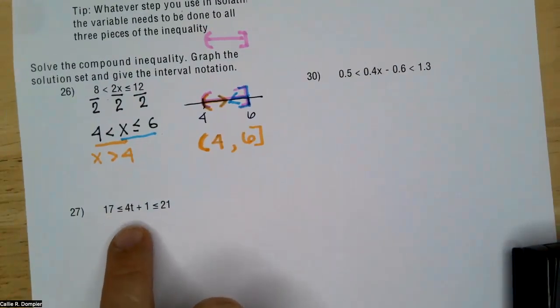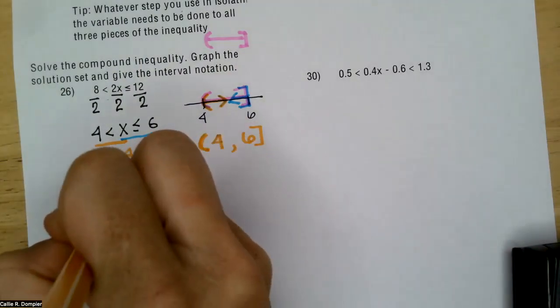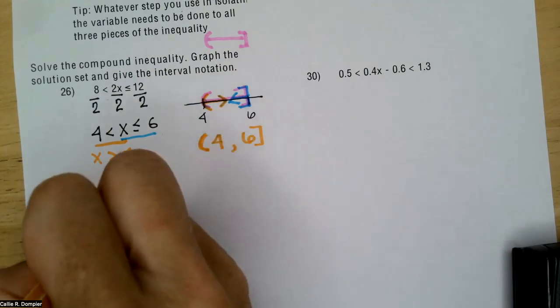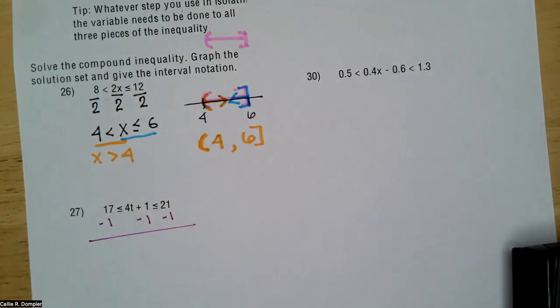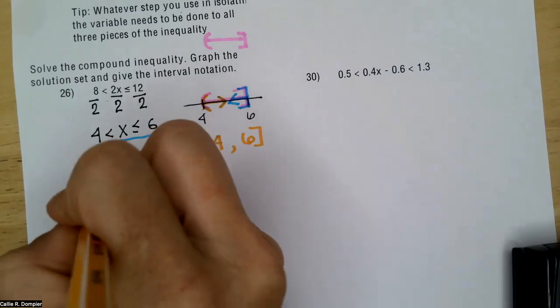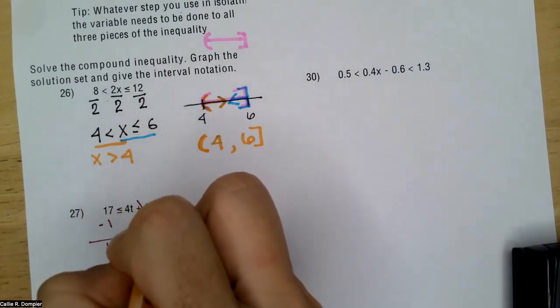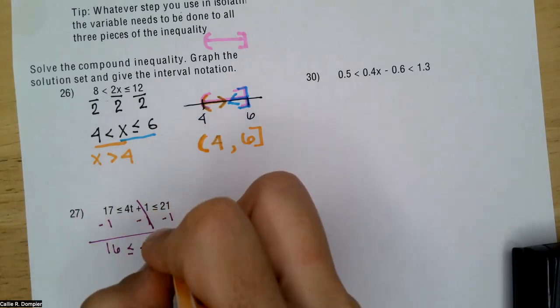17 is less than or equal to 4t plus 1, which is less than or equal to 21. I'm going too fast. I want the t in the middle to be alone. What's happening to it is it's being multiplied by 4 and 1 is being added to it, so I'm going to subtract 1 from it. Anything I do to the middle, I have to do to both the left and the right. That cancels. 17 minus 1 is 16. 21 minus 1 is 20.